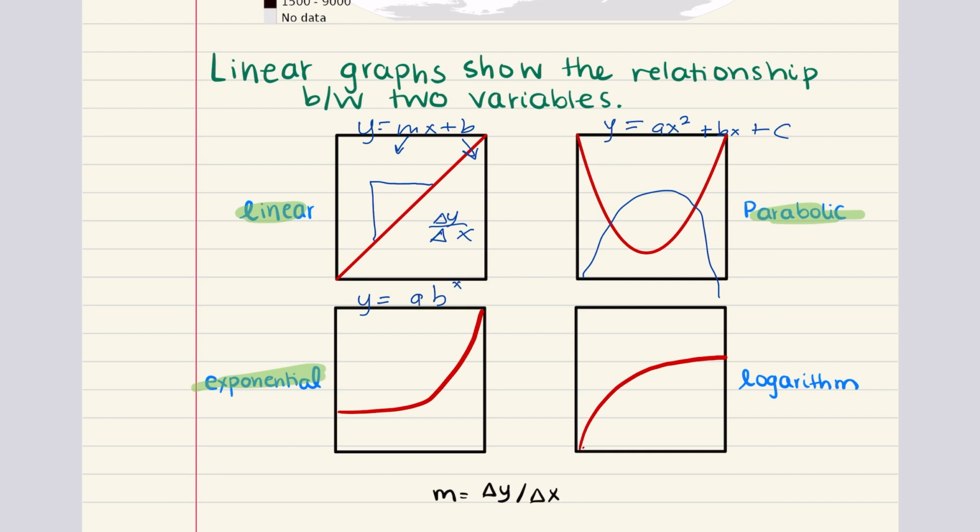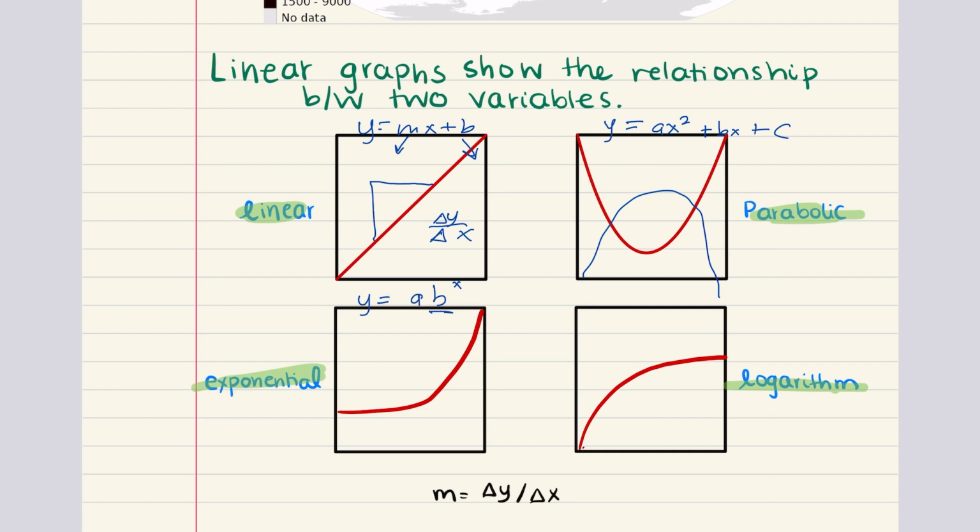B here is the base of the exponential function. These graphs are prevalent in modeling growth or decay processes, such as population growth or radioactive decay, where changes accelerate over time. Next, we have logarithmic graphs.